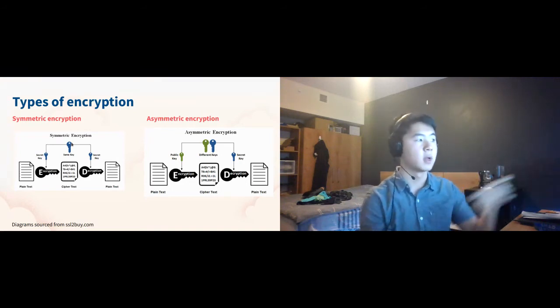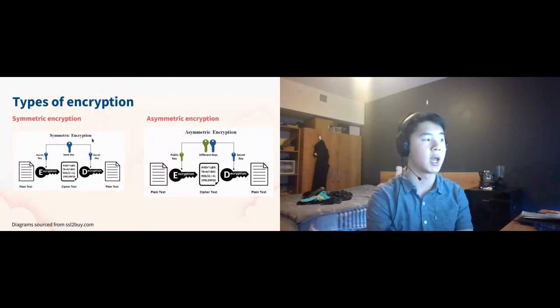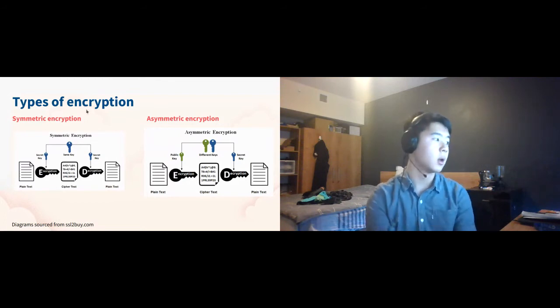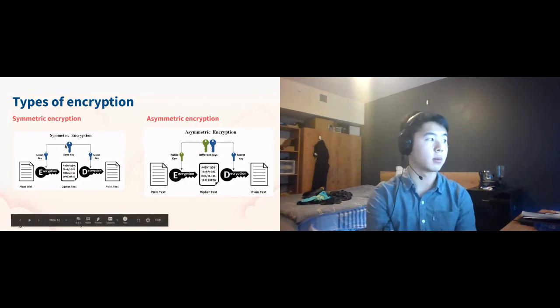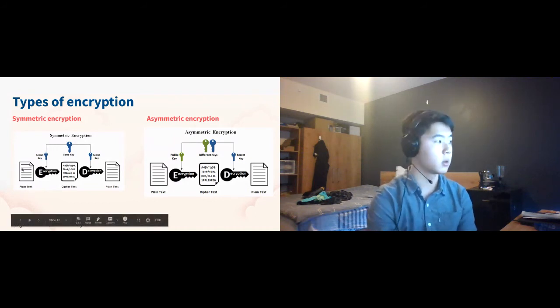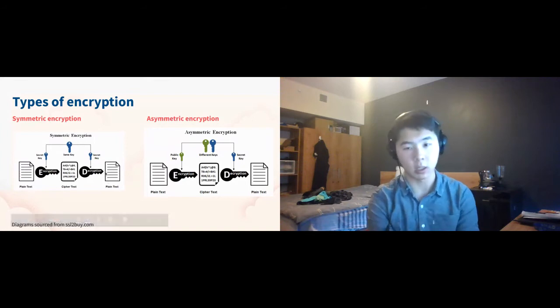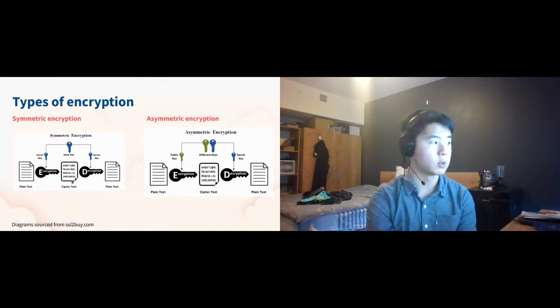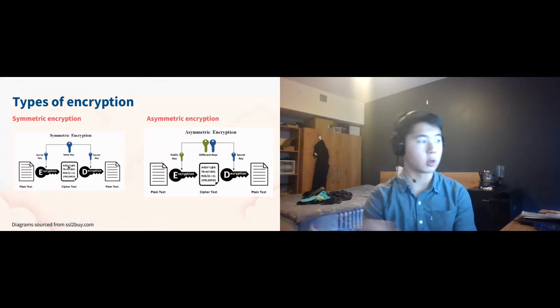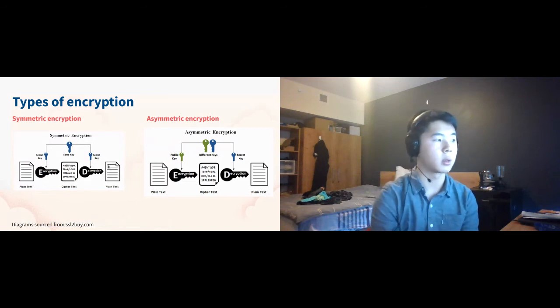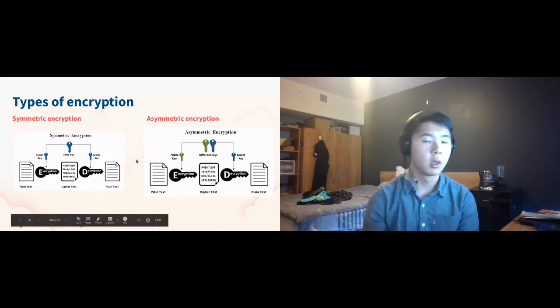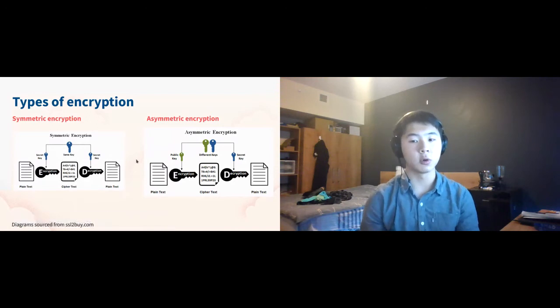So the sender is going to have the secret key, and the receiver is going to have the exact same secret key. If I want to send a secret message, I'm going to take that secret key, run it through the encryption algorithm, and get my ciphertext. The receiver will receive that ciphertext, take that same secret key, and decrypt it to get the original plaintext back.